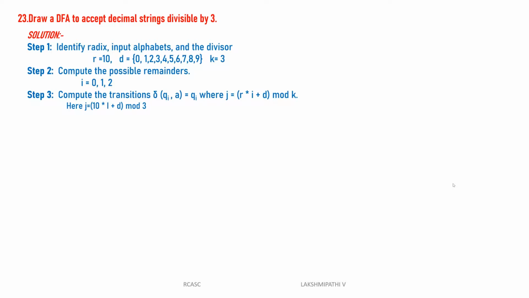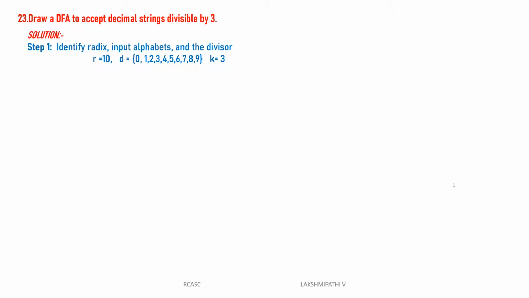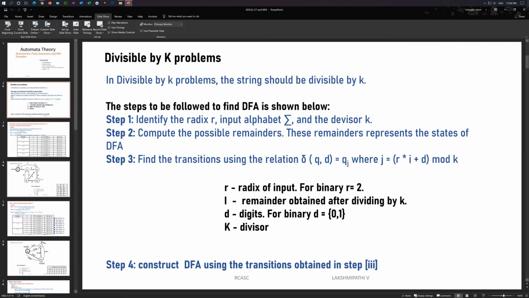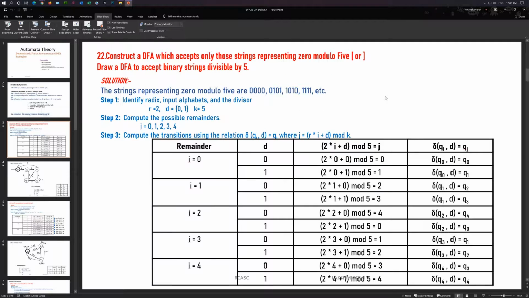To accept a decimal string. Decimal string means it is a decimal number. In the previous example, the question was: draw a DFA to accept the binary string divisible by 5.